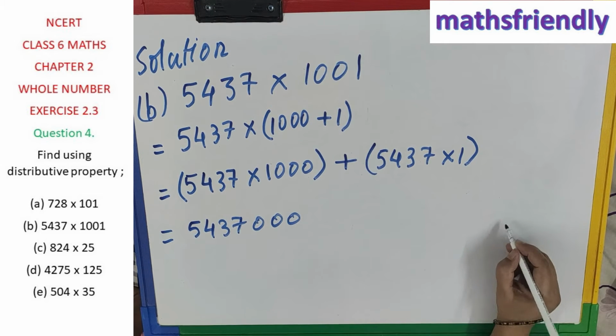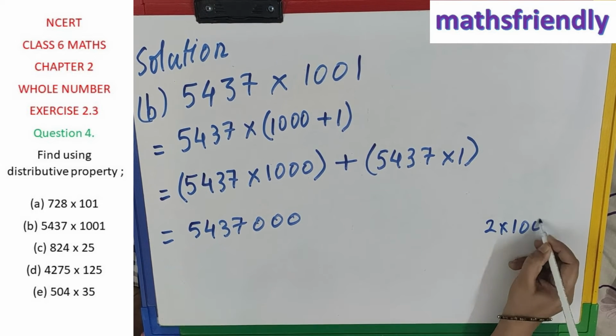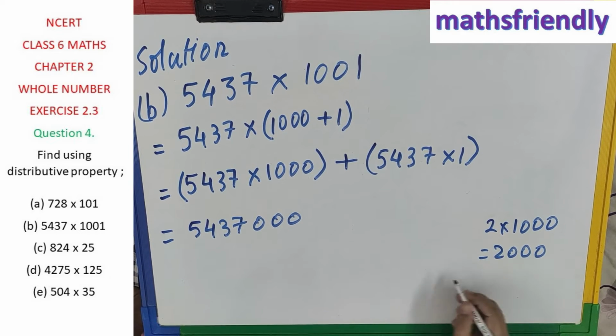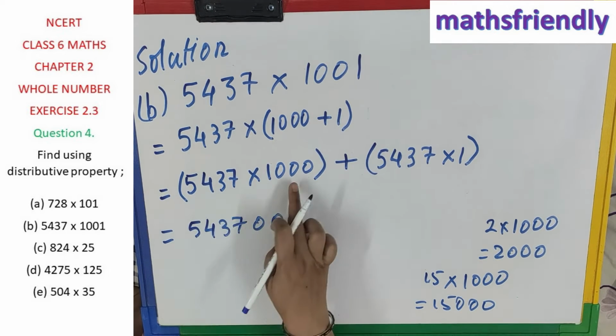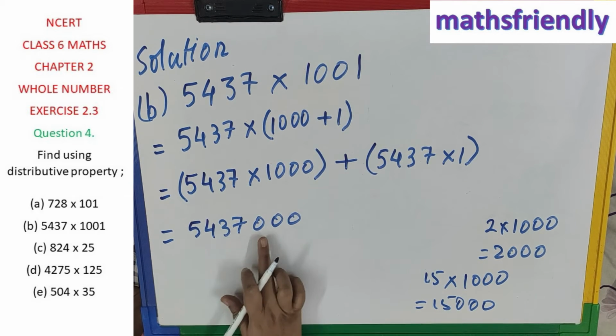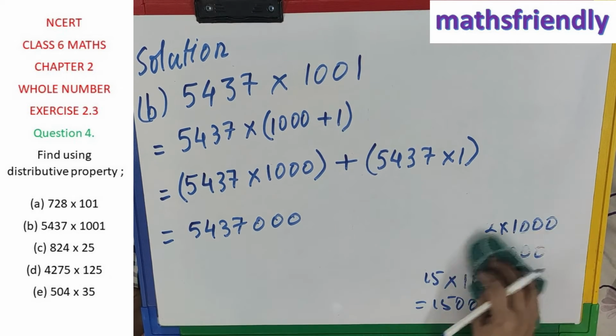Okay, how? 2 into 1000 is how much? It is 2000, means 2 and the number of zeros. 15 into 1000 is how much? 15 and the number of zeros. So it gives 15,000. Like this, this number multiplied to this, what will be the product? The answer will be this number and the number of zeros. Okay.